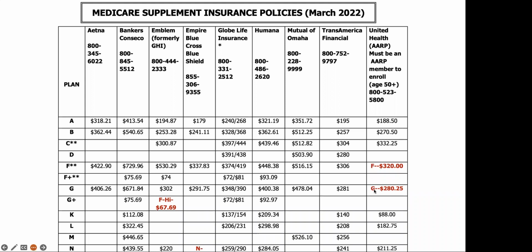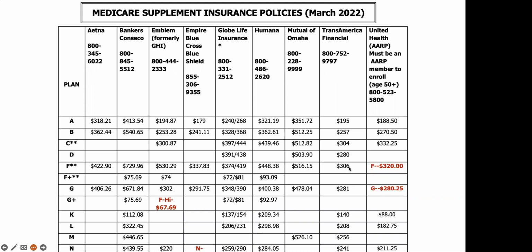In this situation, it costs $40 more for a Plan F per month than Plan G. And if you multiply that by 12, that's $480 more for the year. And even if you went to Transamerica Financial, it's $25 more, the difference between 306 and 281. $25 more a month is $300 more a year. What is that $300 more a year getting you if you buy the more expensive Plan F?